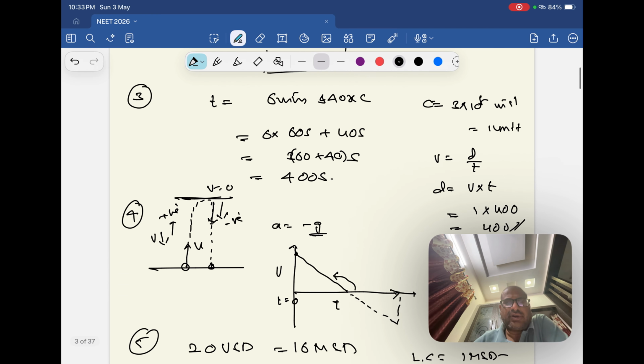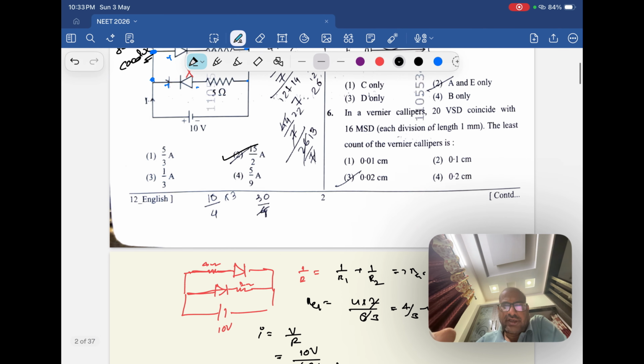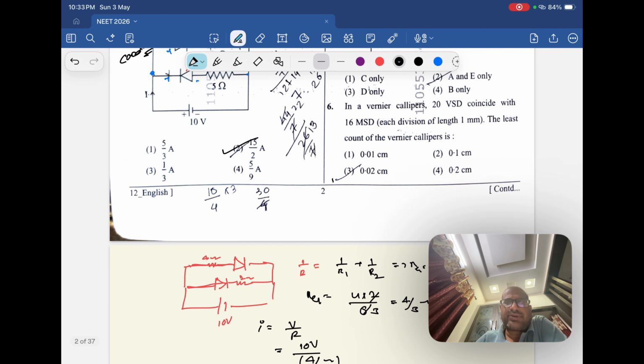So you can see the option how it has been given. Sixth question, right? 0.02 centimeter. This option is the right option.